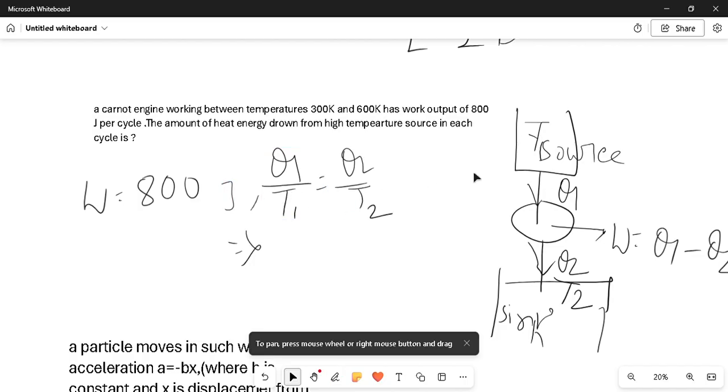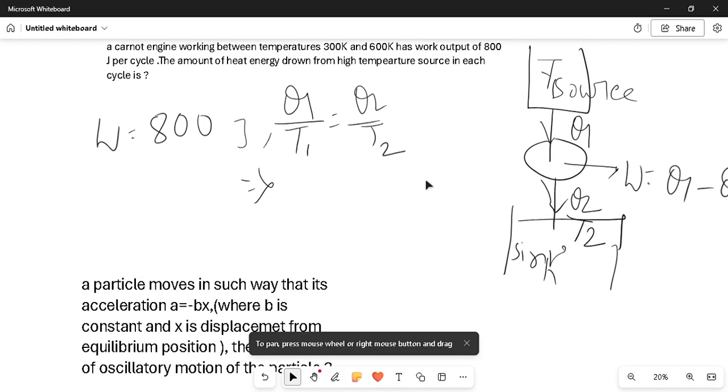So Q1 is the heat drawn from the source. So Q1 by Q2 is equal to T1 by T2, where T1 is 600. The source has a higher temperature, and the heat flows from the source Q1 to the machine, and Q2 flows to the sink. The source has a higher temperature T1, 600, and the sink has a lower temperature, 300. So this ratio is 2. I have to find the amount of heat energy drawn from the high temperature source, so we have to find Q1.